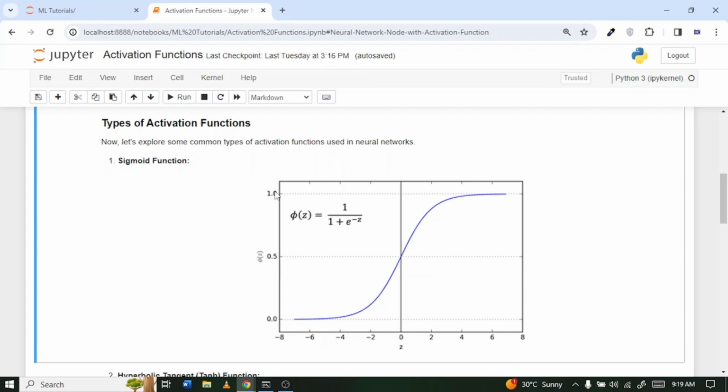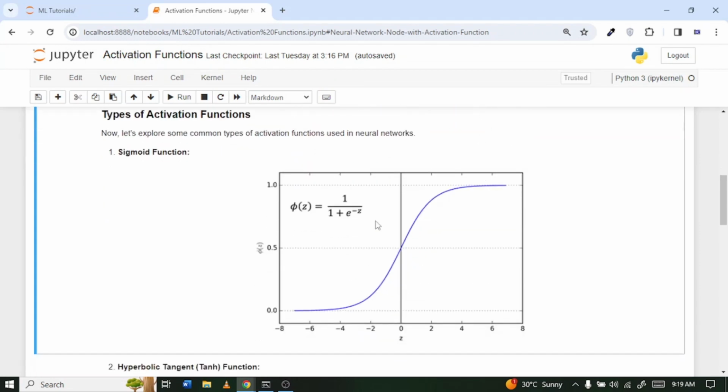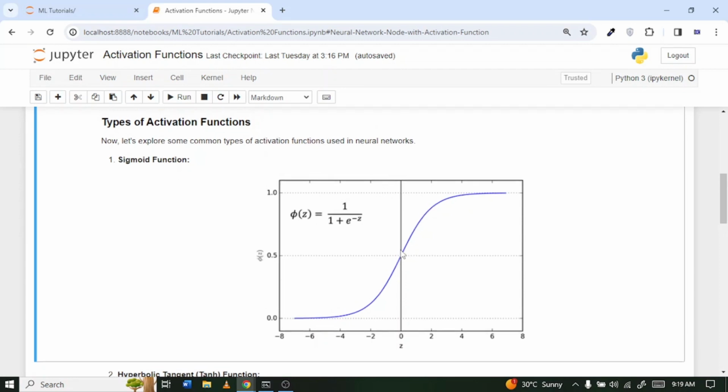It's basically used in classification tasks. So let's say after the activation function, you just have to write some algorithm to check if the value is 0.5 or above, then it belongs to class A. If it's below 0.5, it belongs to class B. That is how it's used in classification tasks. But it suffers from the vanishing gradient problem, making it less suitable for deep neural network problems.